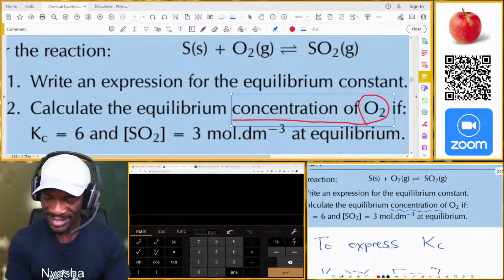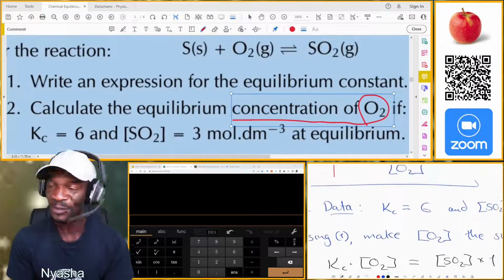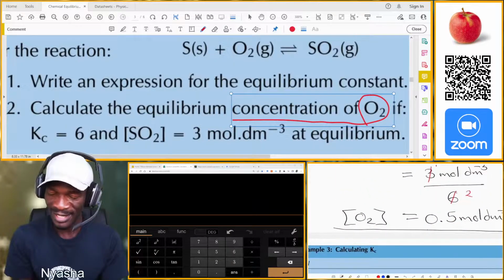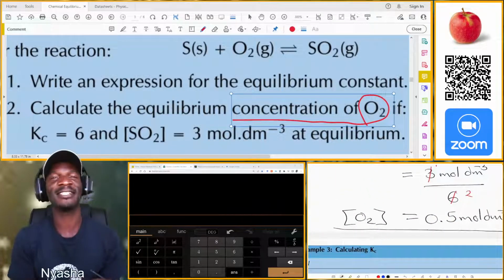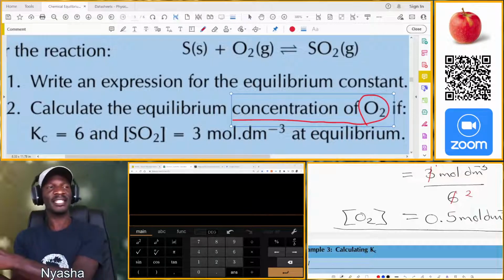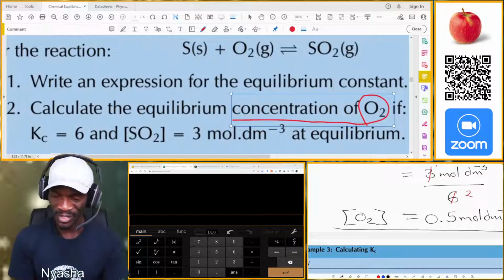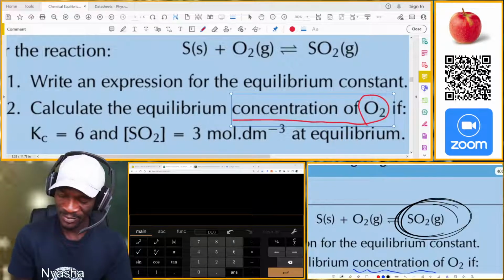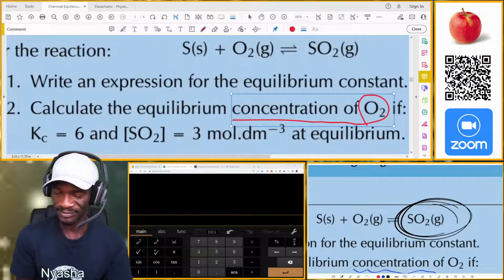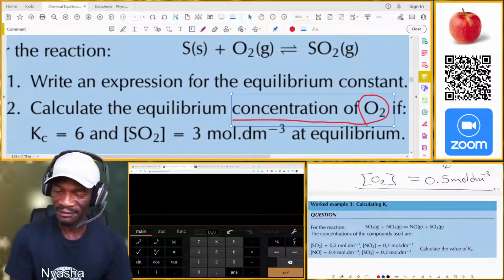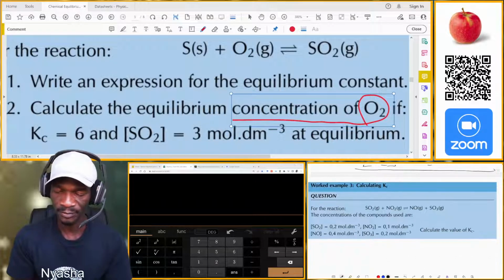So in this case, can you see this? The concentration of SO2 is 3 mole per dm cubed, and there's very little oxygen because the chemical reaction in the forward direction is favored. So there are more species here as compared to there. That is why we are getting that kind of an answer. Very small amount of oxygen.